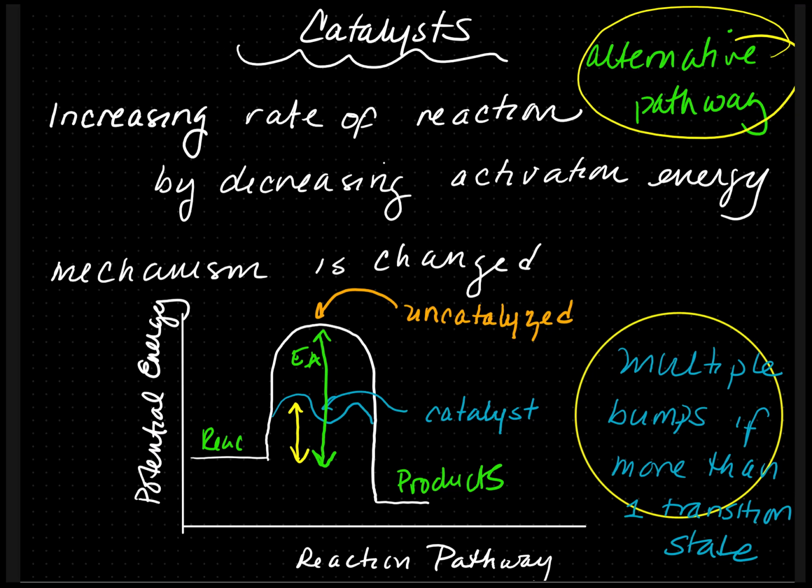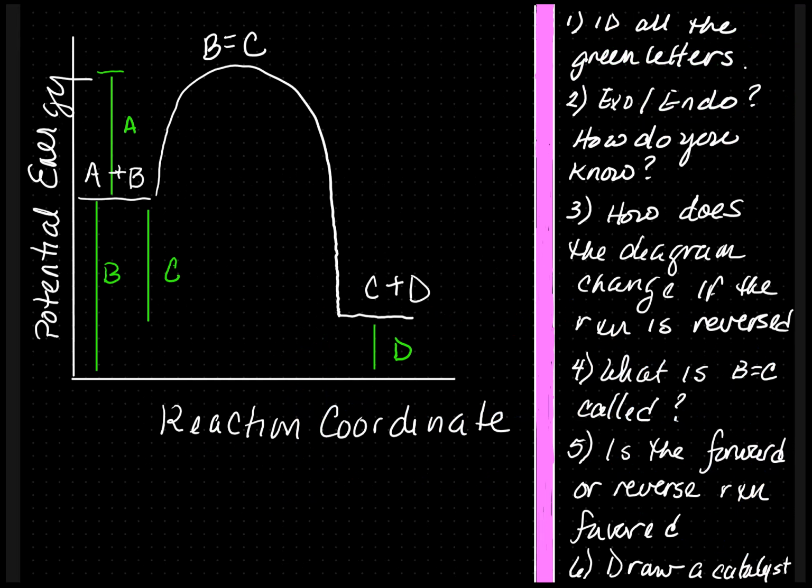There are multiple bumps if there's more than one transition state. In this particular picture, there are two bumps, so that means there are two transition states. The rate determining transition state is this first one because it has the highest bump. If I drew the picture like this for the catalyst, then the second one here would be the rate determining step because it requires a higher activation energy. Pause the video, try these questions on your own, and then check your answer.